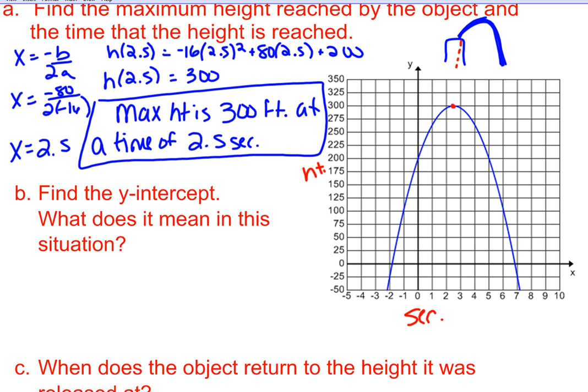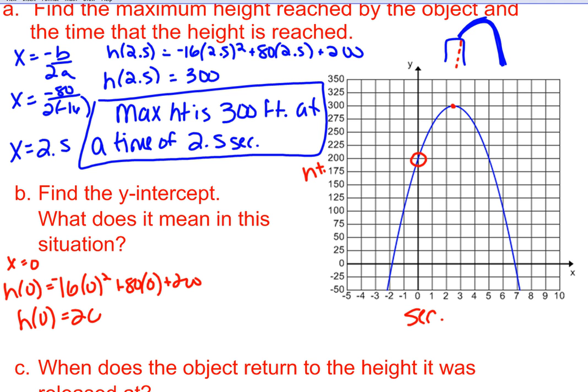Then it says find the y-intercept. The y-intercept is where the graph crosses the y-axis. So that looks like right here. I could plug in 0 for x and find that to get the answer. So I'm going to take x equals 0 to find the y-intercept, h of 0. When you plug in 0 for everything, which really goes quickly, I get a value of 200.